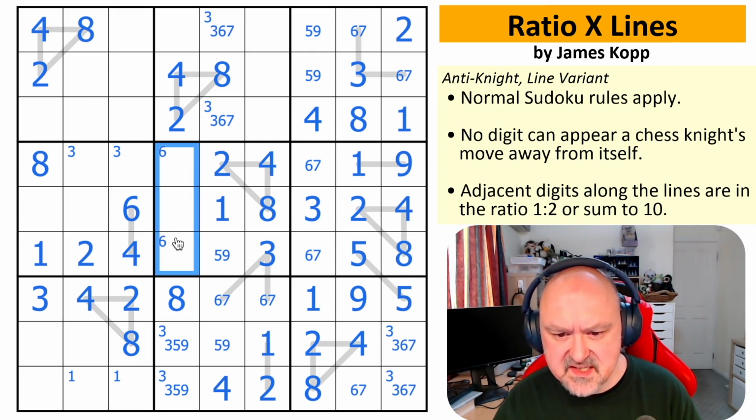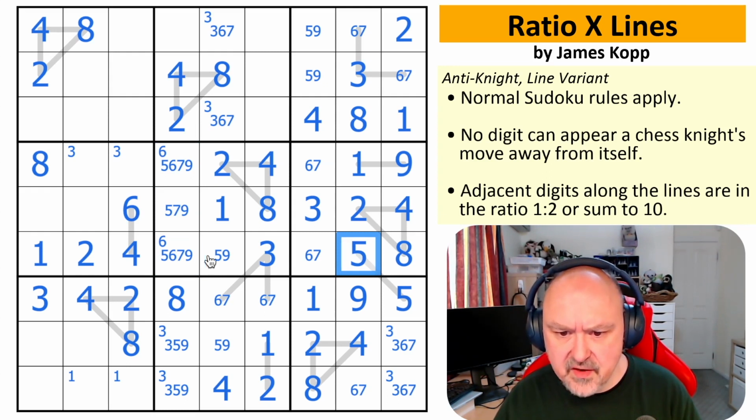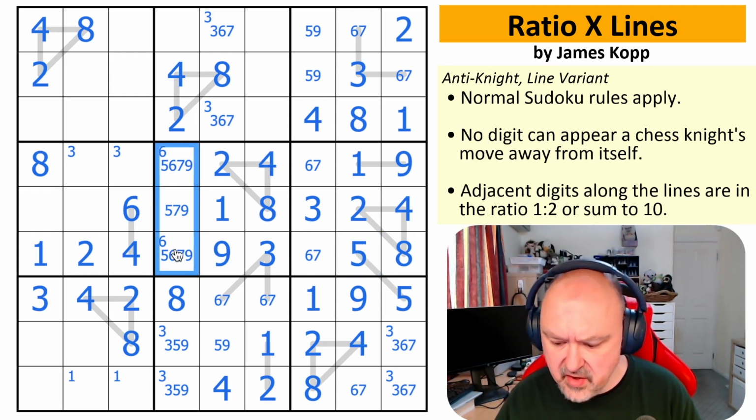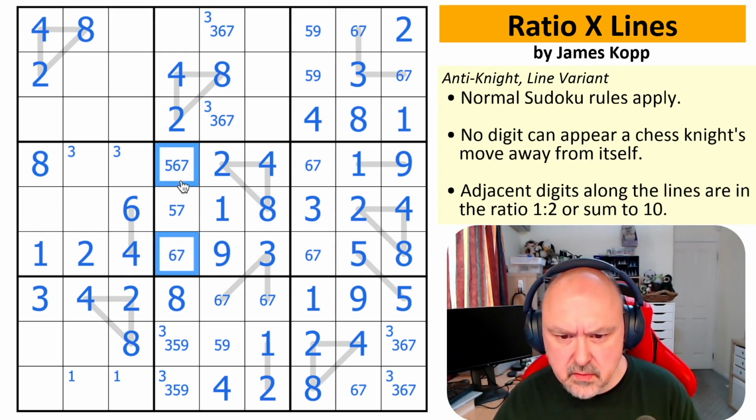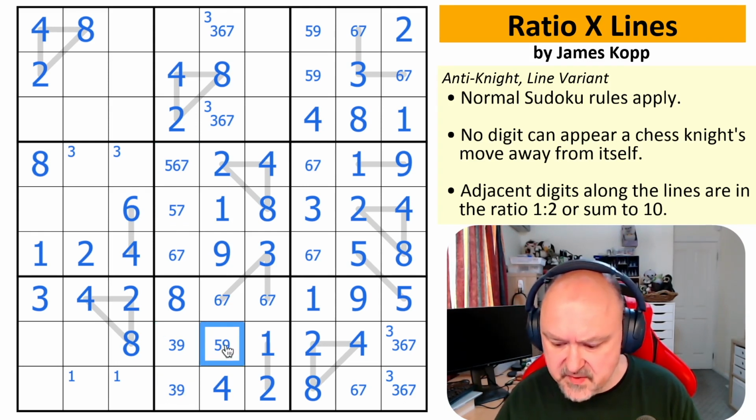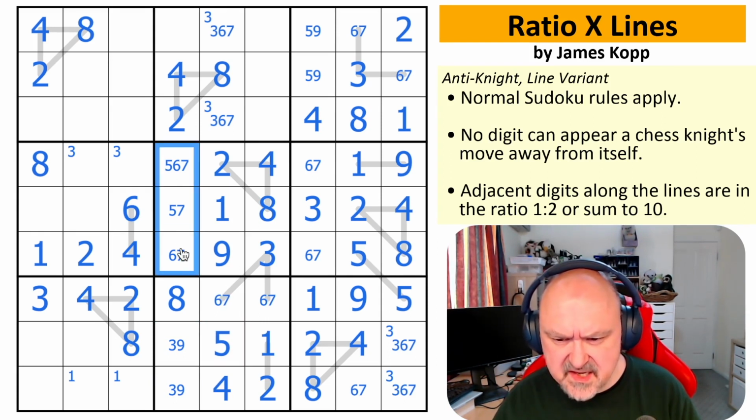5, 6, 7, and 9 go in here. There's no 6 there. That 5 looks over. This is 9. There is no 9 in those. There's no 5 here. So this is a 5, 6, 7 triple. So there's no 5 here. This is a 3, 9 pair, which means this is the 5. 5, 6, 7.